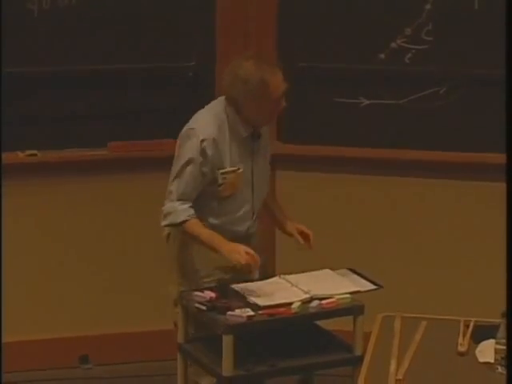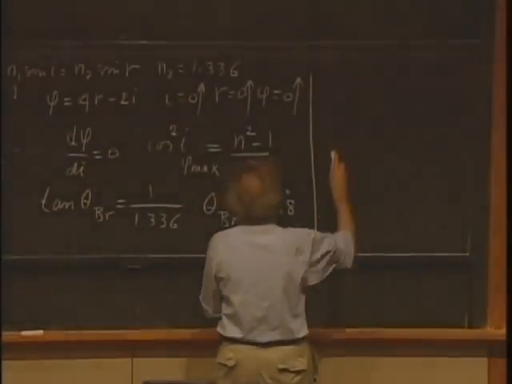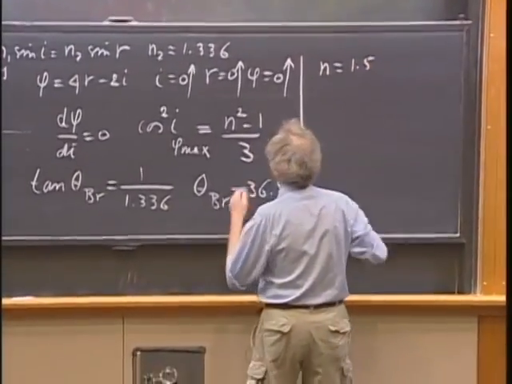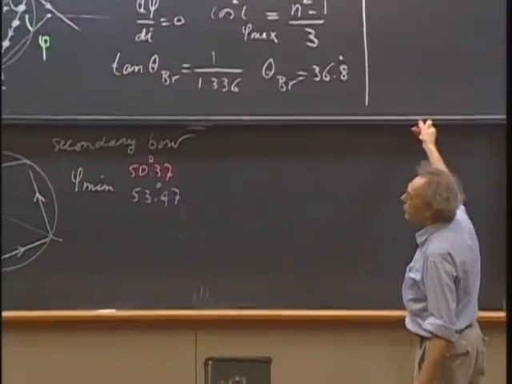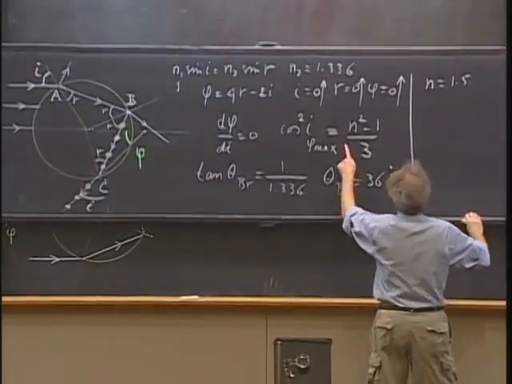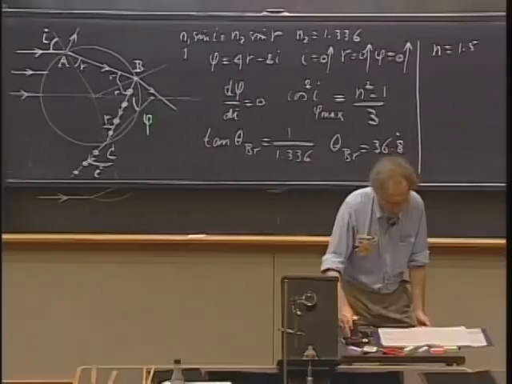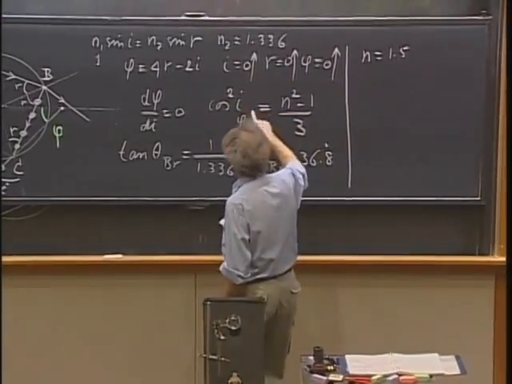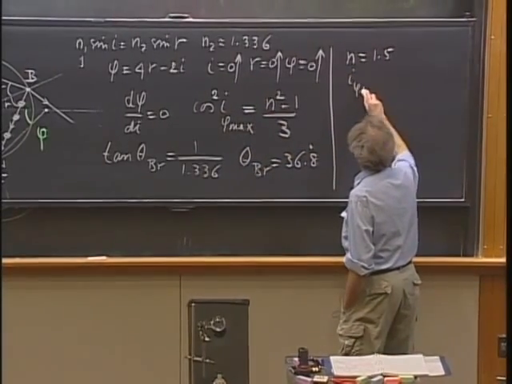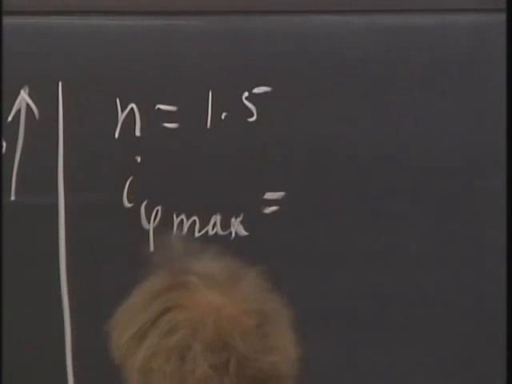So let's look at the physics. It doesn't take very much. If we take the index of refraction for glass, 1.5, and use this equation, then I can calculate what the maximum angle of phi is. I'm not going to do it for different colors; I just take a mean value of 1.5 and simply substitute it in this equation. That gives me the angle of incidence i for which the maximum angle phi is reached, and that is 49.8 degrees.